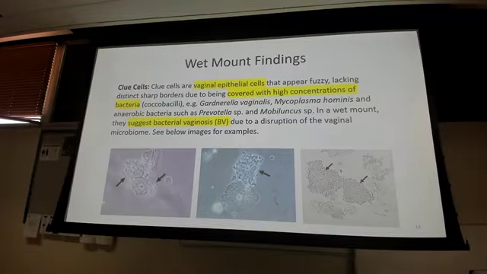All right, this slide is very important because I really like those pictures down there. You need to know what a clue cell looks like, and you might see a clue cell again. So what is a clue cell? Clue cells are vaginal epithelial cells. They look like other cells, the only difference is they have a whole bunch of bacteria on them. When you see clue cells in a wet mount sample, you are looking at bacterial vaginosis. So the key indicator for bacterial vaginosis is those clue cells.